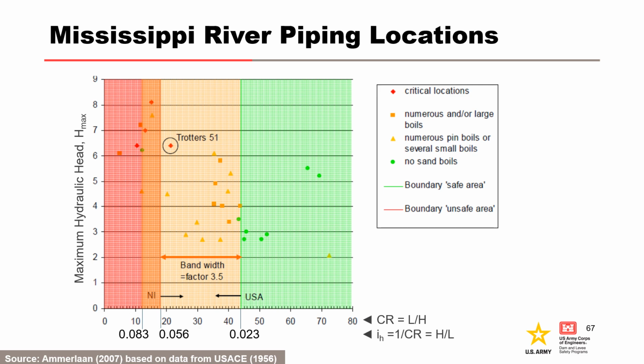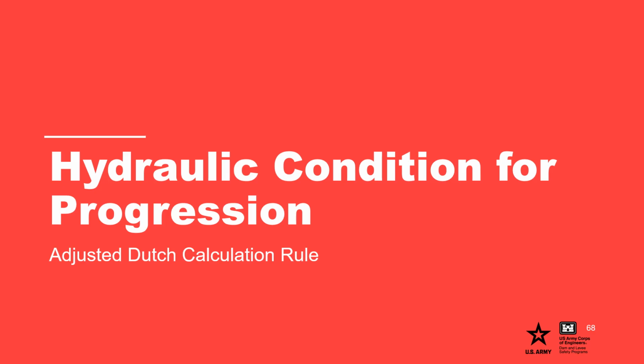A typical critical vertical or upward exit gradient in cohesionless soils is often thought to be around 1.0 for a specific gravity of 2.7 where heave is concerned, and higher for cohesive soils not subject to uplift. However, the magnitude of the horizontal gradient that has led to backward erosion piping is much lower. Hydraulic condition for progression, adjusted Dutch calculation rule.